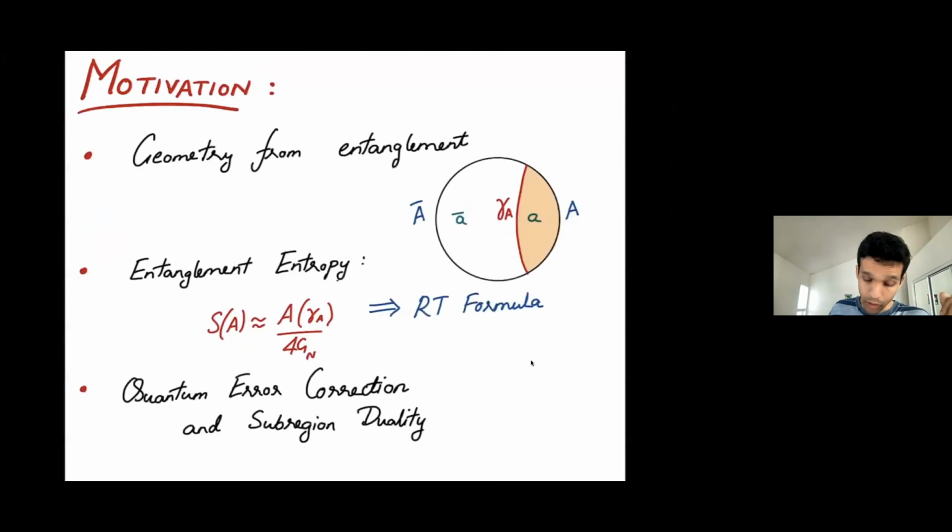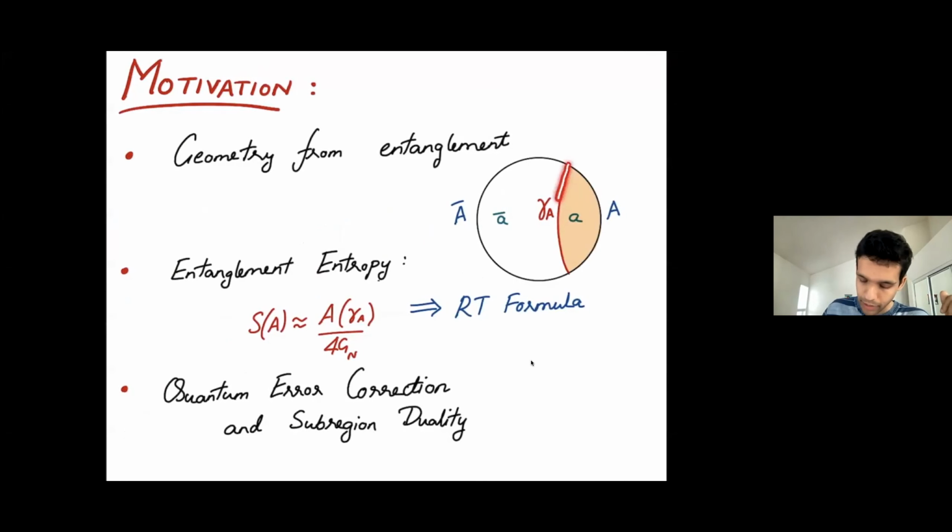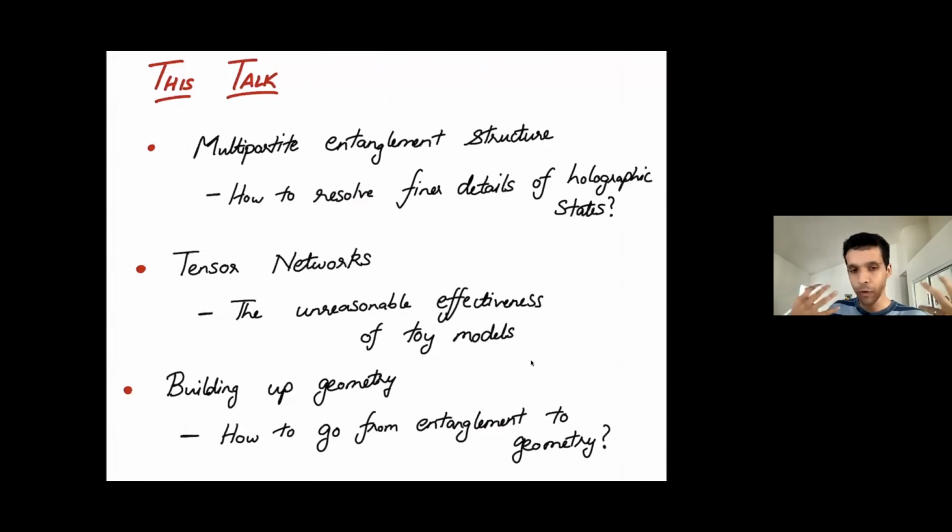So with just the entropy formula, we could understand extremal surfaces anchored to the boundary. And the hope is we should be able to build up every piece of the bulk geometry by using some entanglement structure. So part of this talk will be trying to talk about one such multipartite entanglement measure and try to see how it tells us something about the bulk.